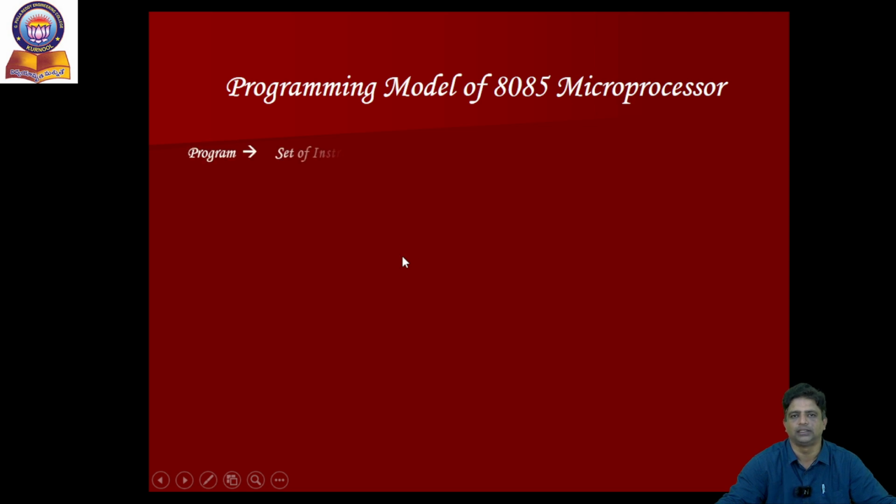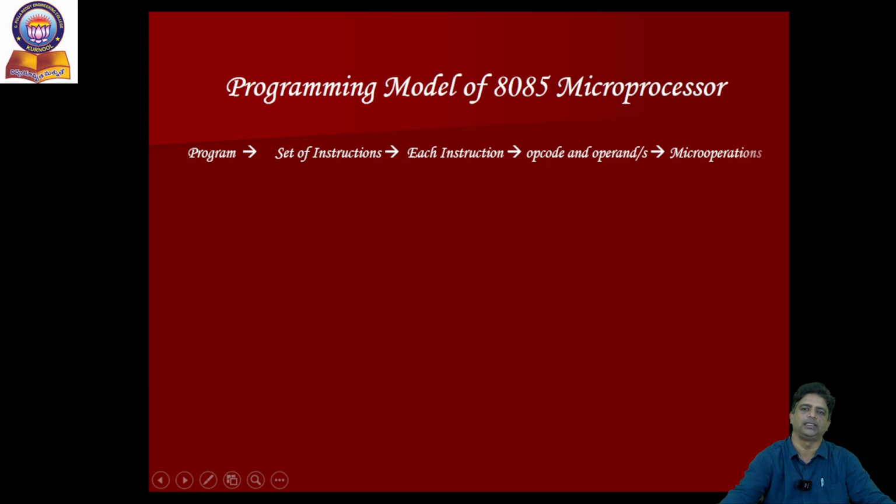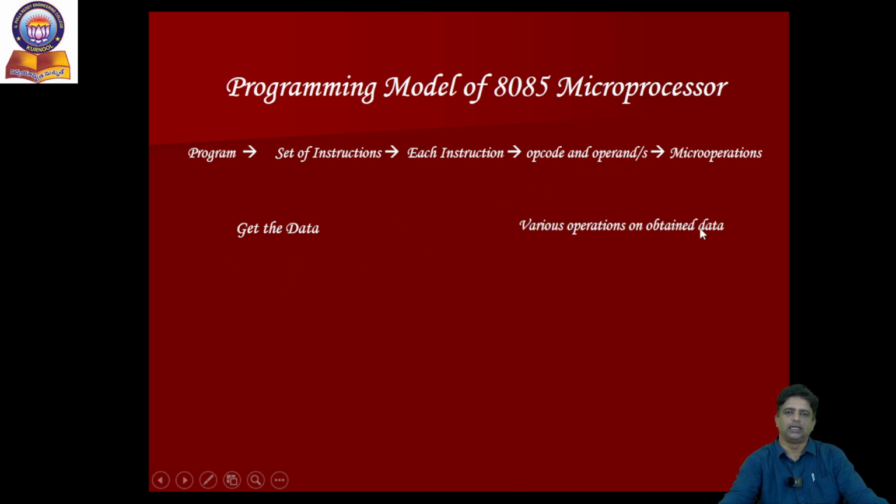The first thing in the programming model is the instruction format, which is a combination of opcode and operands. Operands are similar to data, and indicate where the data is located and obtained. Getting the data and performing some operation on the obtained data is done through the opcode.